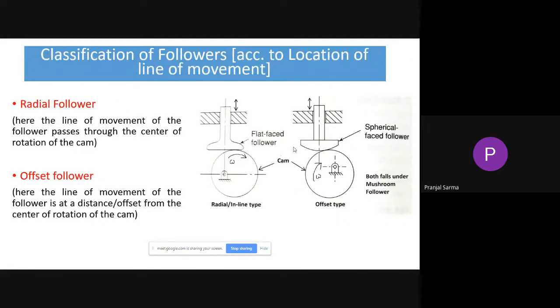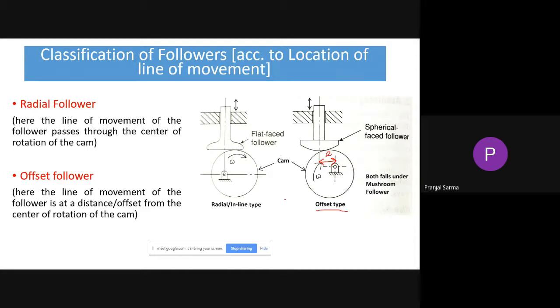Apart from that, we have already discussed what a radial follower is and what an offset follower is. In the case of a radial follower, as you can see, the axis of movement of the follower passes through the axis of rotation of the cam. Here you can see there is a certain offset. This is the axis of movement, and this is the axis of rotation of the cam. So we have an eccentricity in between. If this kind of eccentricity is there, then we call it an offset or eccentric type of follower.